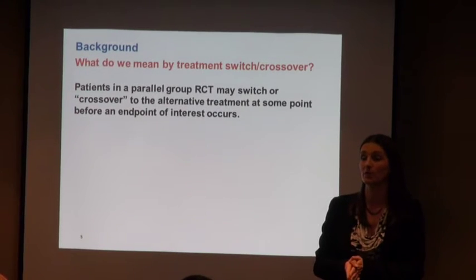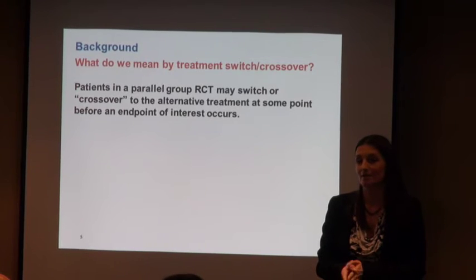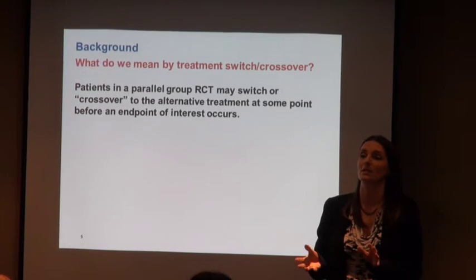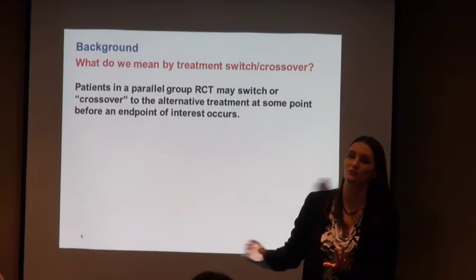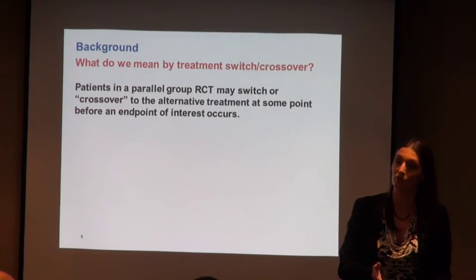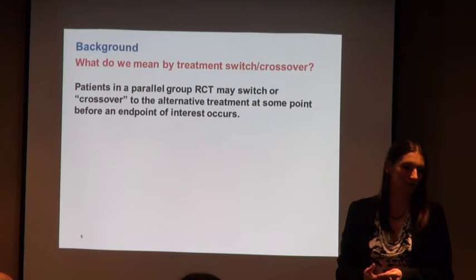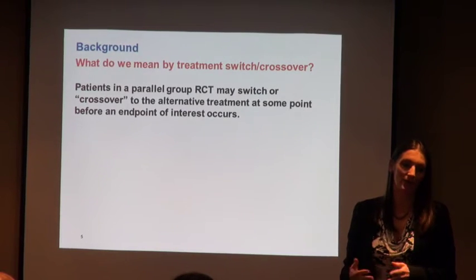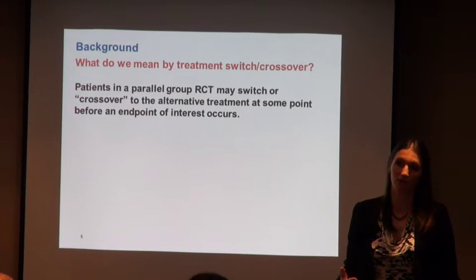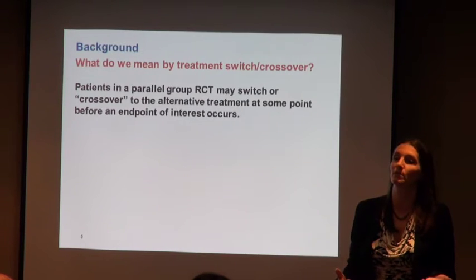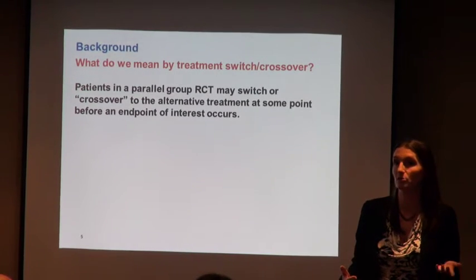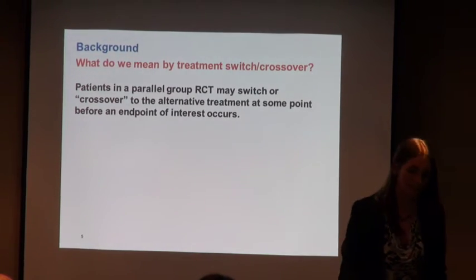So what do we mean by treatment switch? Some people call it treatment crossover. It's a little bit confusing sometimes because it's different to crossover trials. Treatment switch only happens in parallel group trials. So in general, we prefer to call it treatment switch rather than crossover. But it's essentially when patients are going across to the alternative treatment arm at some point before an endpoint of interest occurs, usually overall survival.